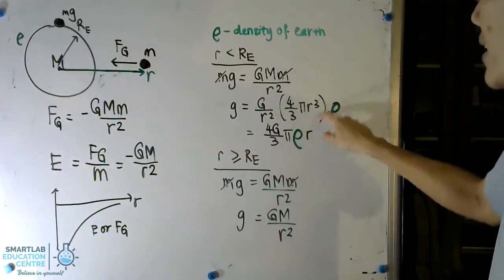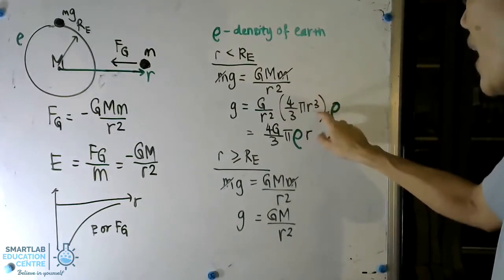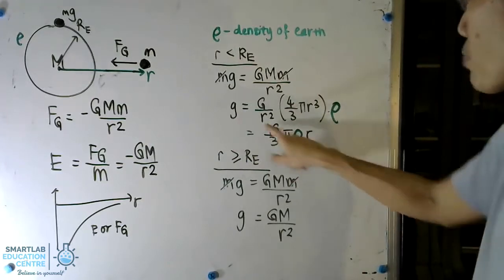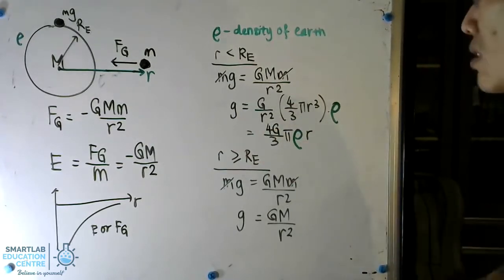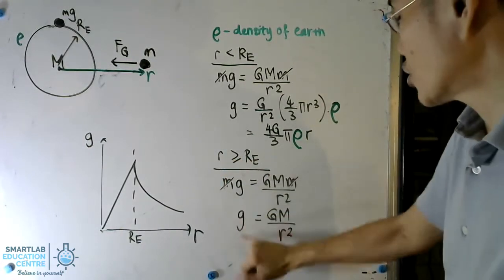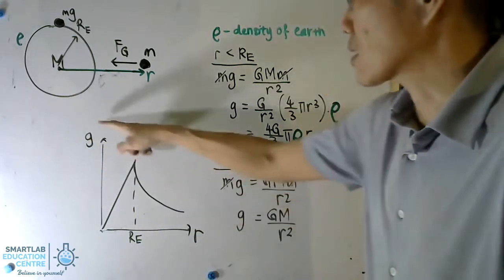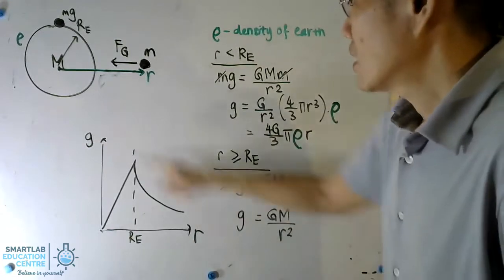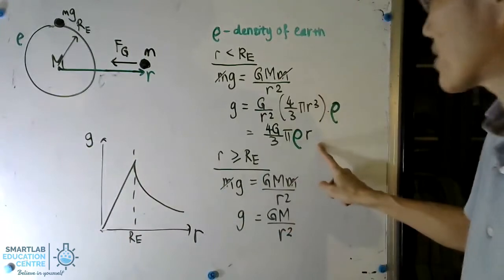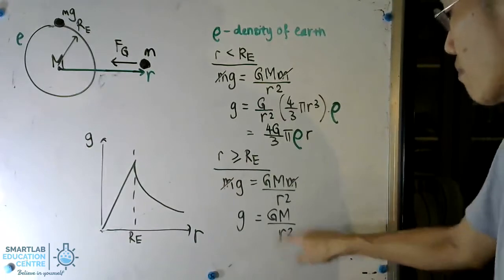For the mass of Earth, we can assume that the Earth is spherical. Therefore, we can have 4/3 pi R cubed multiplied by the density of Earth. With that, we can work out an expression to indicate that g is directly proportional to R. So when R is more than Re, then your g will just be GM over R squared. If you were to sketch a graph of how acceleration due to gravity varies with the distance R, you will find that this will be directly proportional to R based on this expression, and this will be inversely proportional to R squared based on this expression.